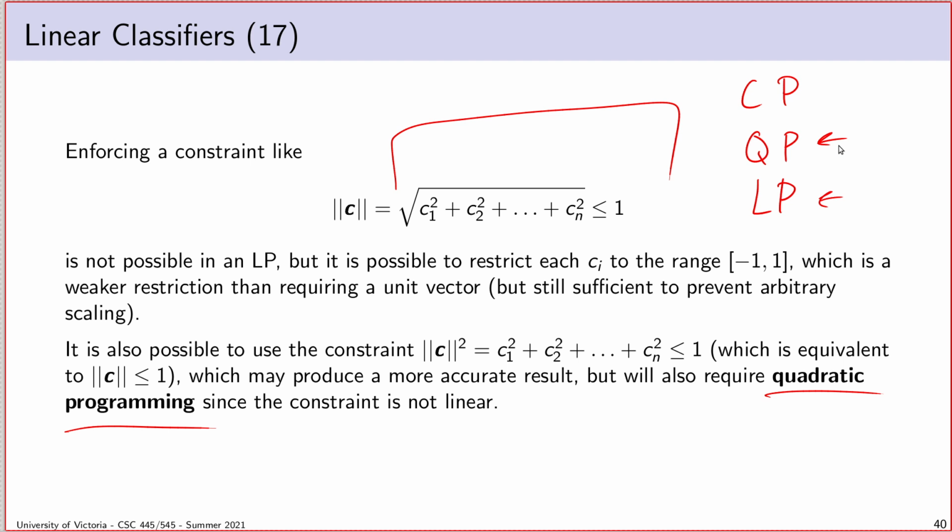And so if I do that, I still don't want to use square roots. I don't want to have a constraint about square roots, but we know that we can constrain the length of a vector by constraining the square of the length of the vector. So we could just have this constraint, which is a quadratic constraint.